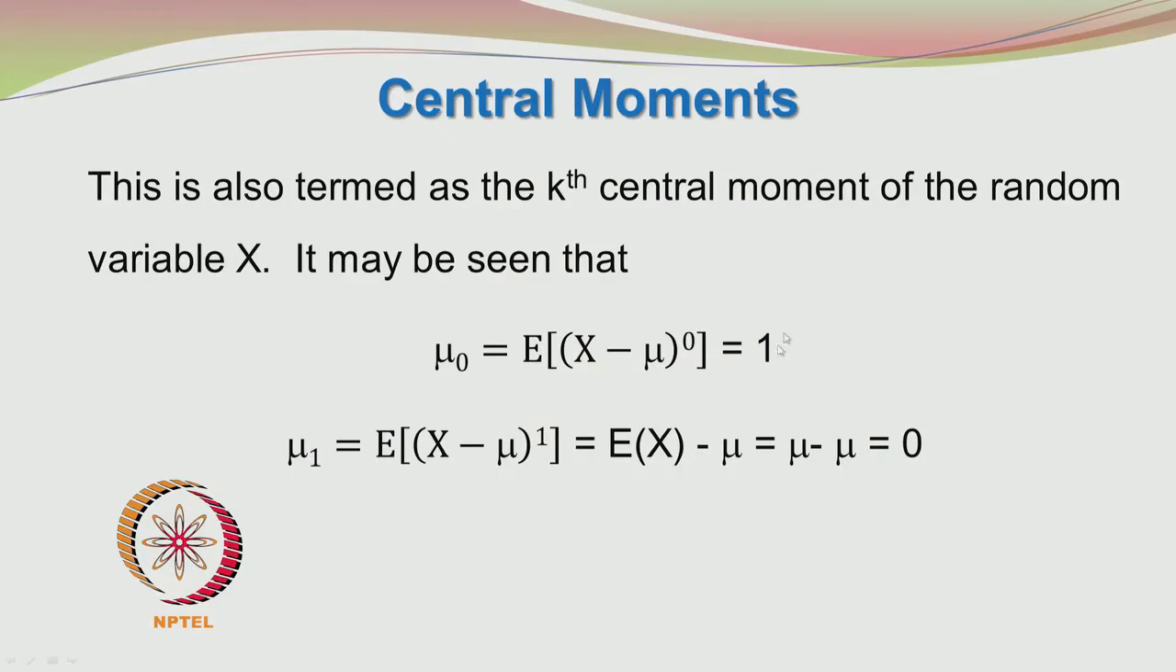So, when you put k is equal to 0, mu 0 is expected value of x minus mu to the power of 0, expected value of 1 is 1. Mu 1, where we put k is equal to 1, so expected value of x minus mu to the power of 1 is expected value of x minus mu is equal to mu minus mu is equal to 0. Okay. So, this is the expected value of x minus mu, okay, that we call as mu 1, which happens to be 0.